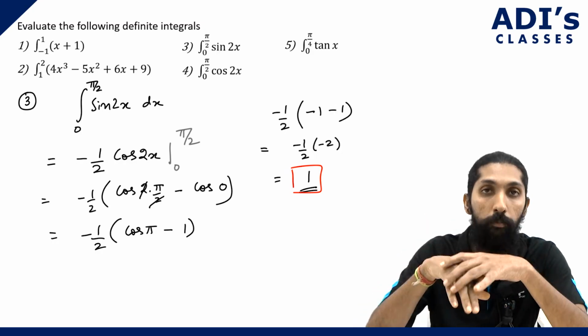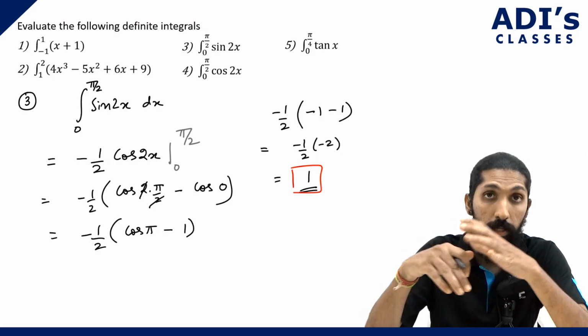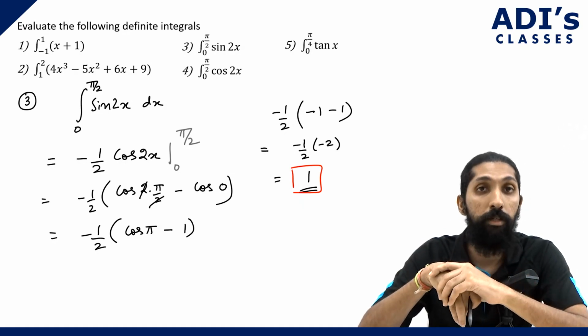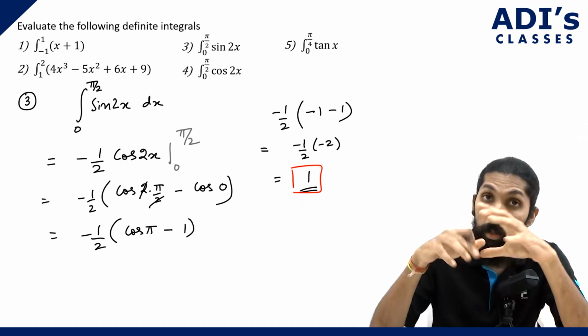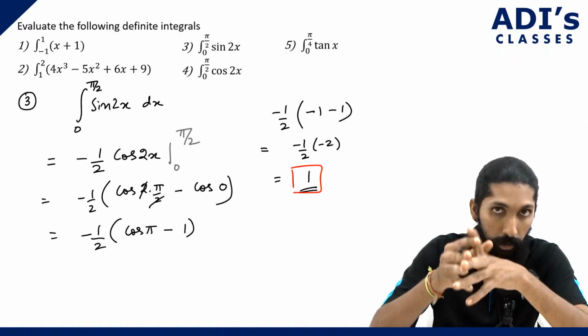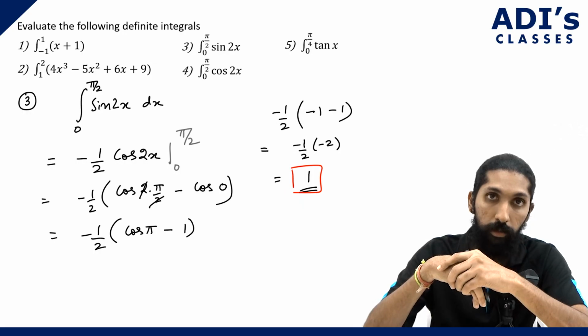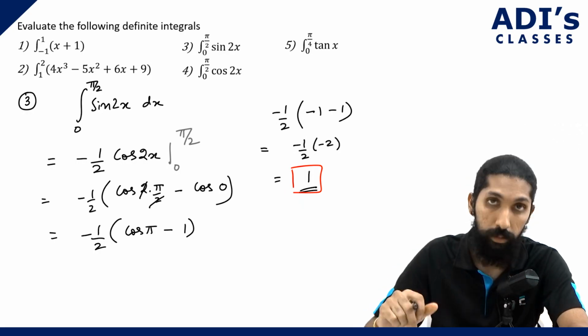So remember, for these two trigonometric functions, sine and cosine, if the limit is 0 to pi by 2, generally, I'm not saying everywhere, generally the answers are going to be like this. Okay. Now we'll move on to the next one.